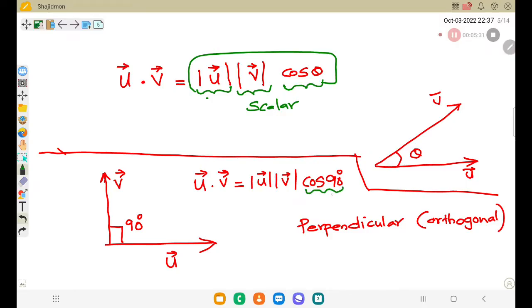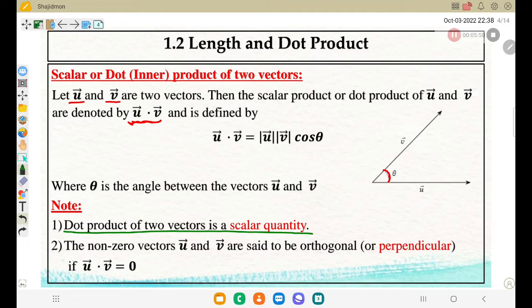You can check by calculator, it is 0. So 0 multiplied by absolute u multiplied by absolute v means totally how much we are getting? Equal to 0. u dot v equal to 0. So what we can say, if two vectors are perpendicular or orthogonal, the dot product u dot v we always get value equal to 0.